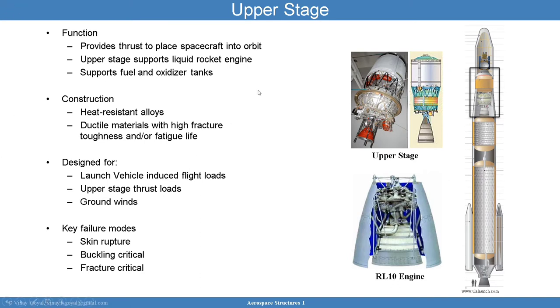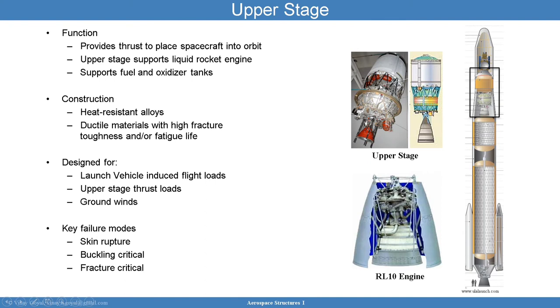So the upper stage provides thrust to place a spacecraft into orbit. And that second stage plays a critical role. It usually has a liquid rocket engine, and it supports usually a fuel and oxidizer tank in this design. And here you can see a tank and a tank with what looks like a thrust structure here, and some bottles. You can see some pressurization bottles, a pressurization bottle there, and a lot of electronics attached everywhere.